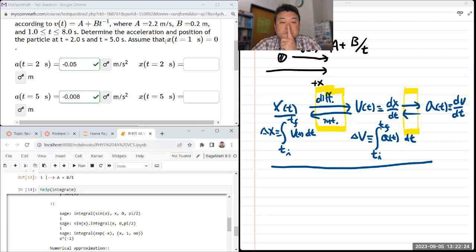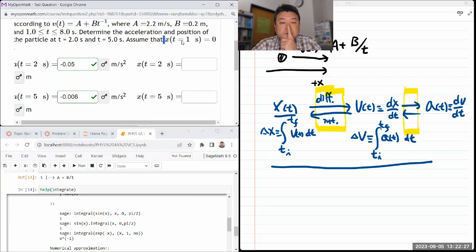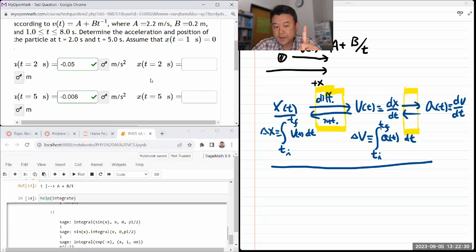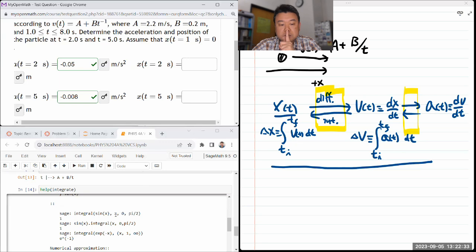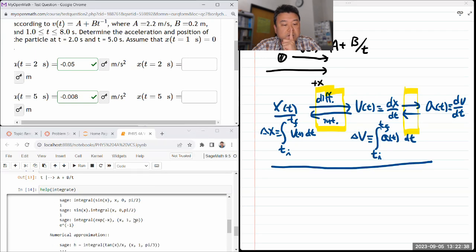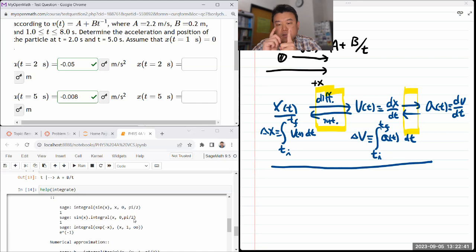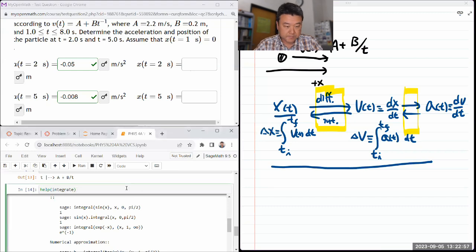Wait, sorry, almost did it wrong. I start with x equals 0 at time equals 1, so I have to remember that. I'm going to start with the x from 1 to whatever these times are. Because the value I'm getting is the difference in position, and I'm starting at position equals 0, I can just submit that difference in position as the actual final position. So I'm going to be integrating the v function with respect to t, from t equals 1 to, for the first answer, 2 seconds.